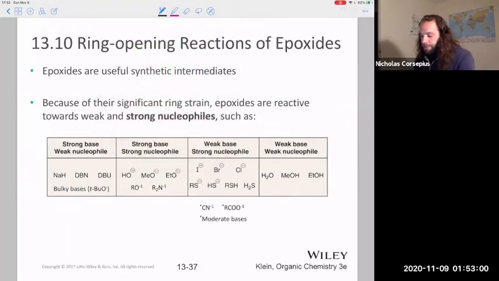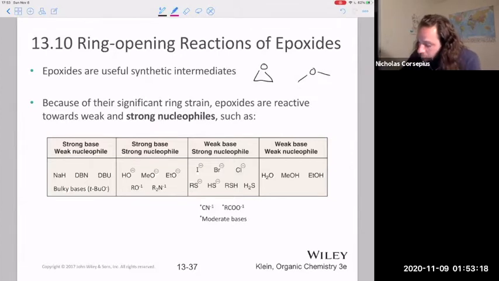Okay. So now let's talk about reactions of epoxides. Epoxides are far more reactive than normal ethers. Remember that an epoxide is just a cyclic ether. So let's compare these two carbon epoxides versus an ether here.